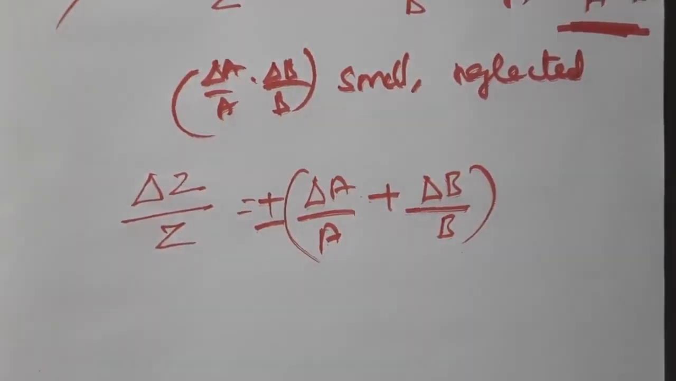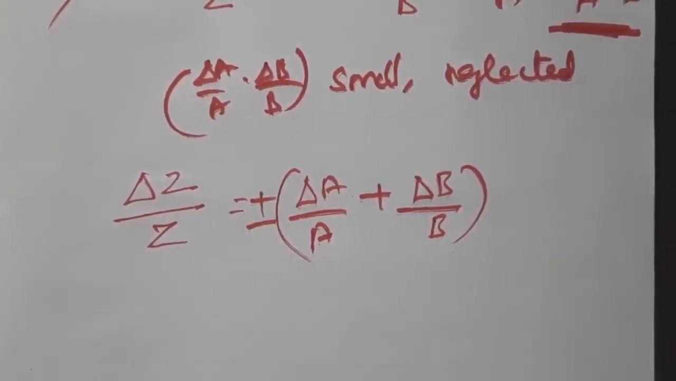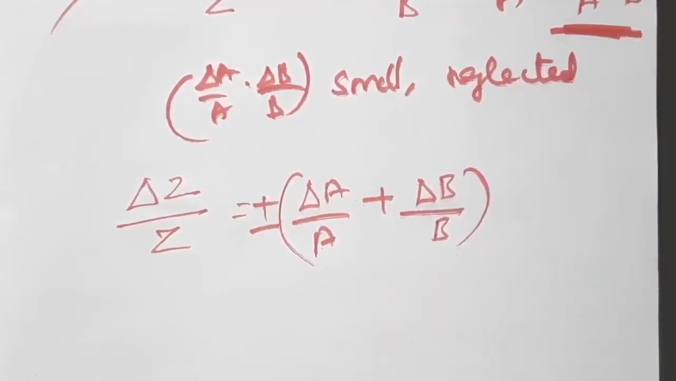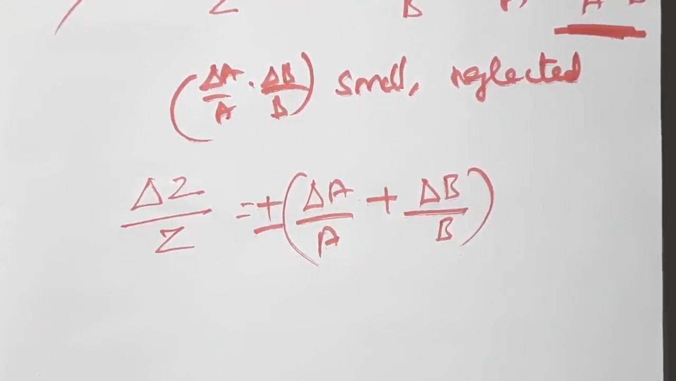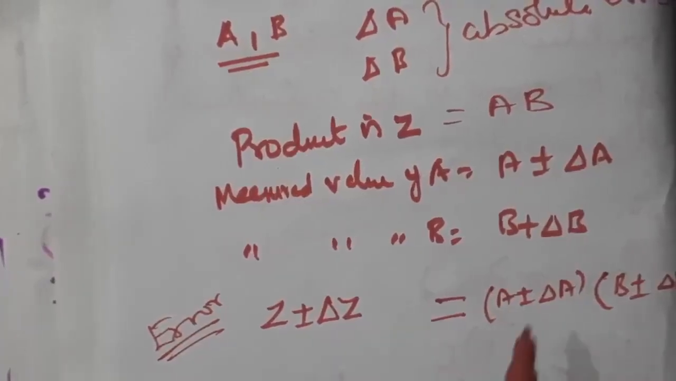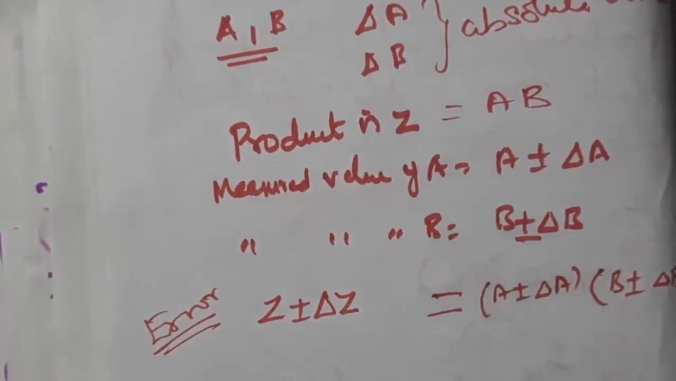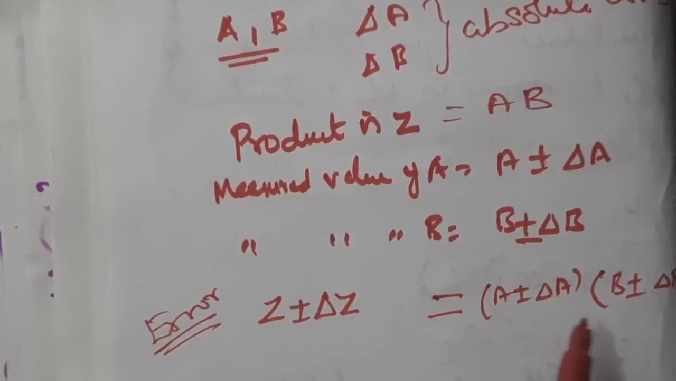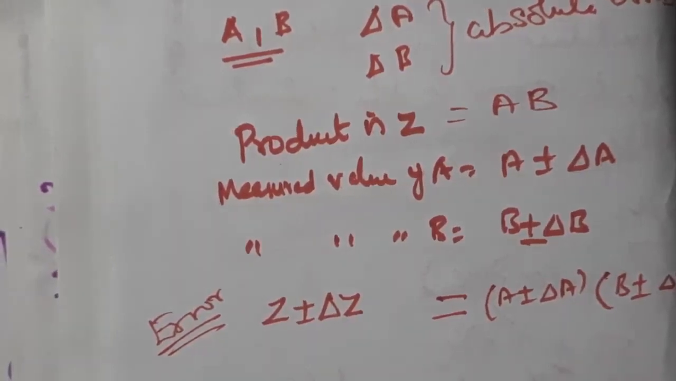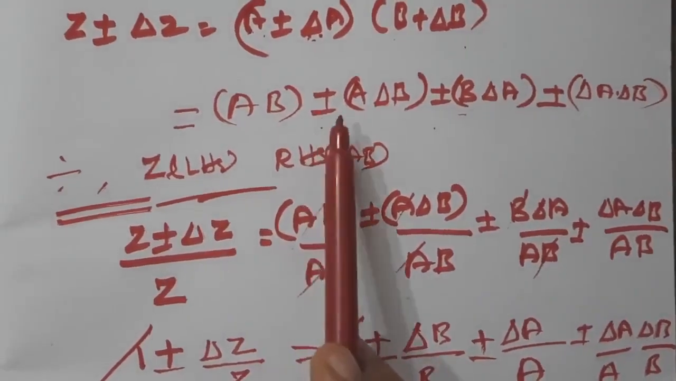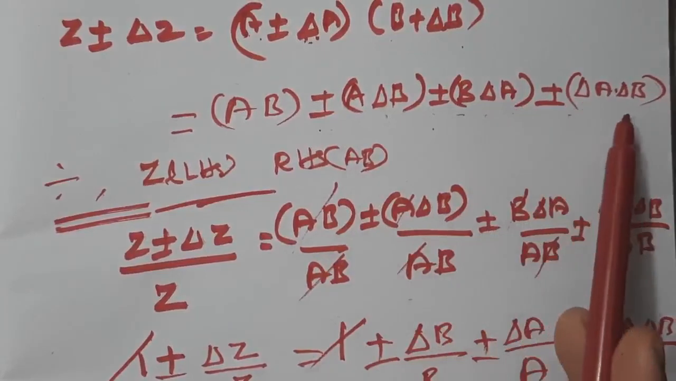Understand? So this is the error in the product of two quantities. Are you able to follow? I think you have got it. So we are multiplying the two quantities A and B. A is getting the measured value A plus or minus delta A, and B is getting the measured value B plus or minus delta B. So we are going to multiply AB. So Z plus or minus delta Z is equal to A plus or minus delta A into B plus or minus delta B. So just ordinary multiplication, and we have got AB plus or minus A delta B plus or minus B delta A plus or minus delta A delta B.